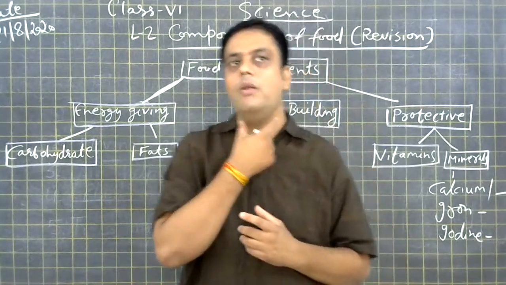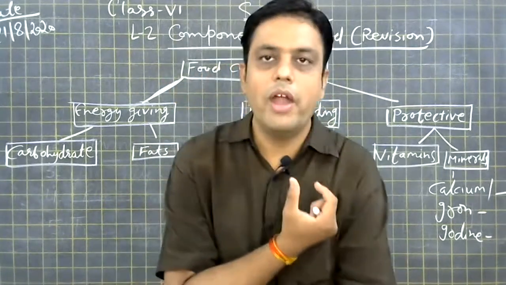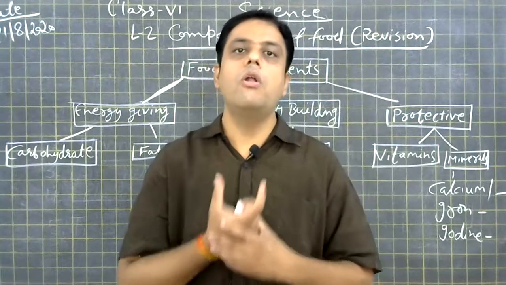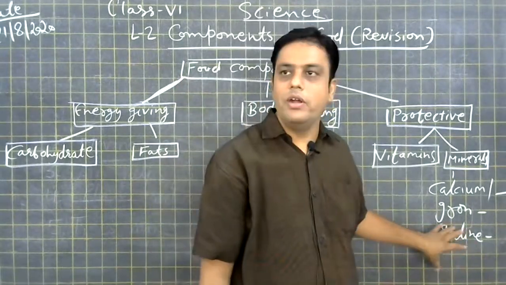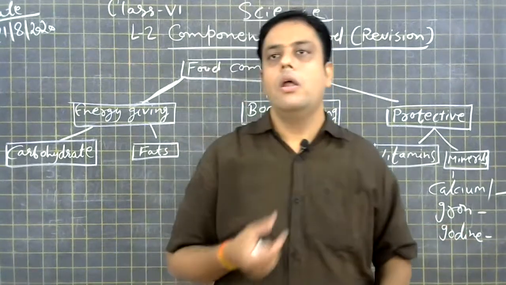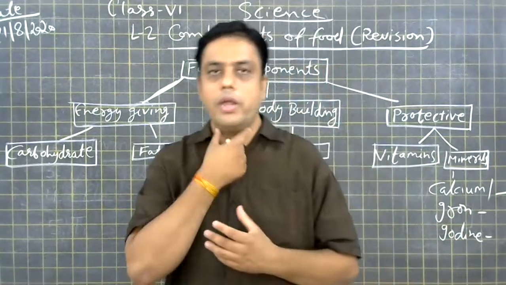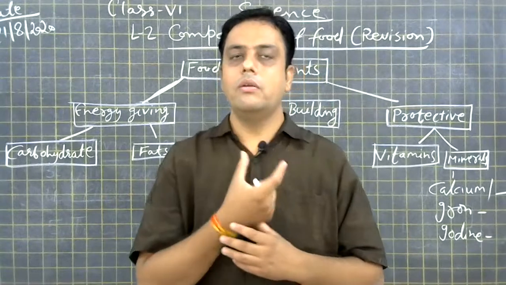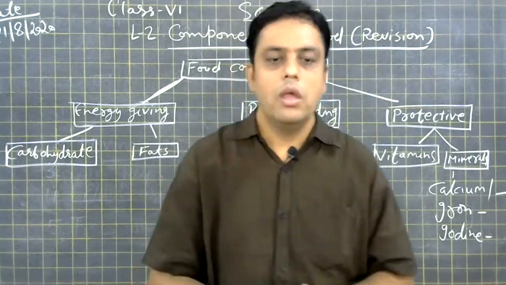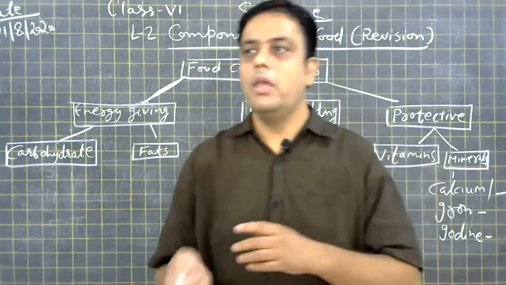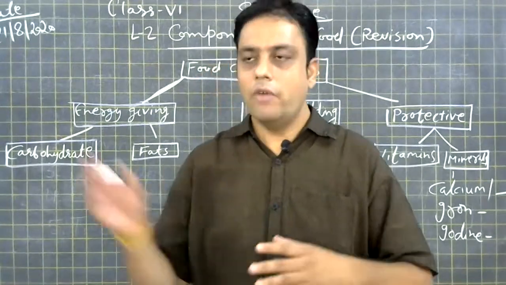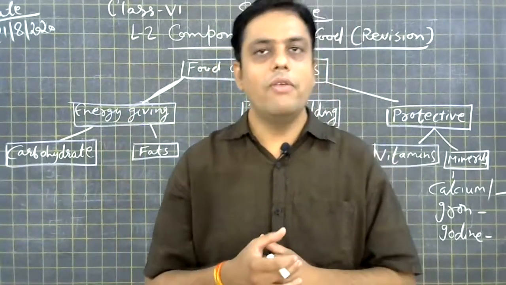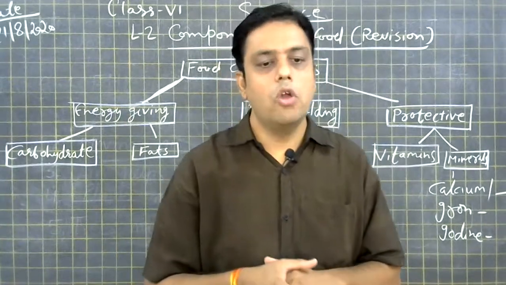Otherwise, what will happen? It will swell, and that disease is called goiter. If iodine deficiency is there, the disease that occurs is called goiter. In goiter the thyroid gland swells, and because of that, so many activities done by the thyroid gland, which we will discuss in the higher classes, will be stopped.